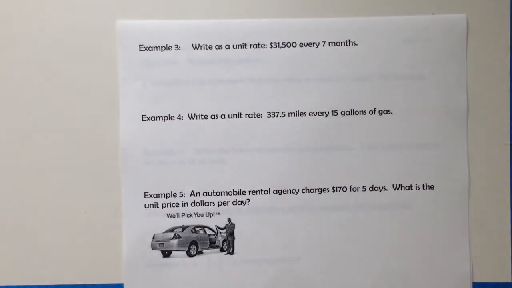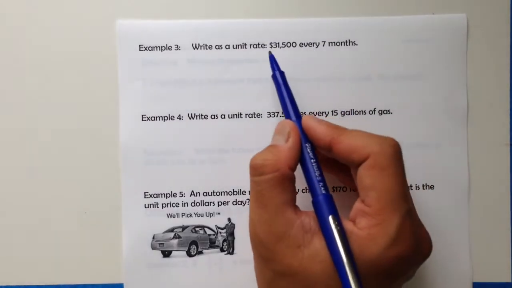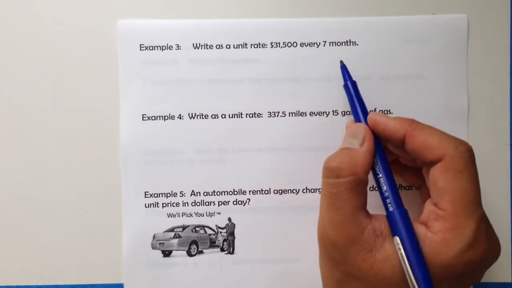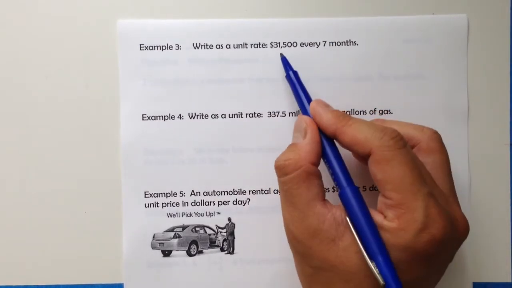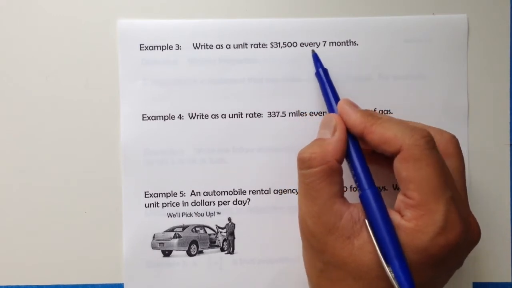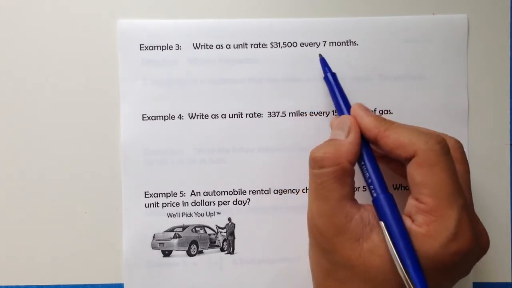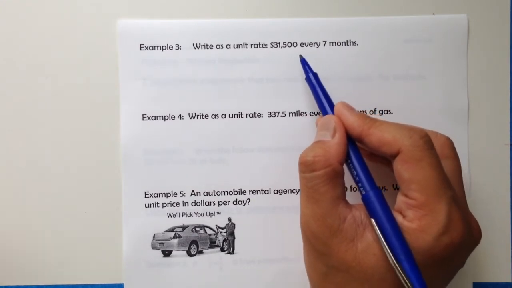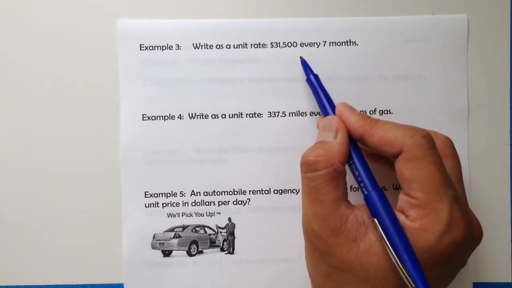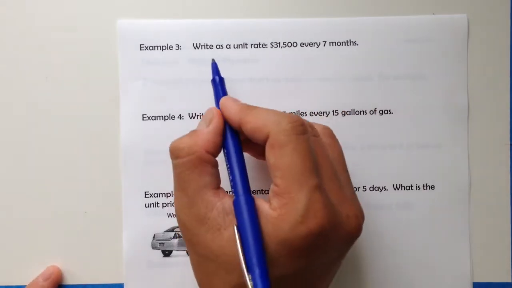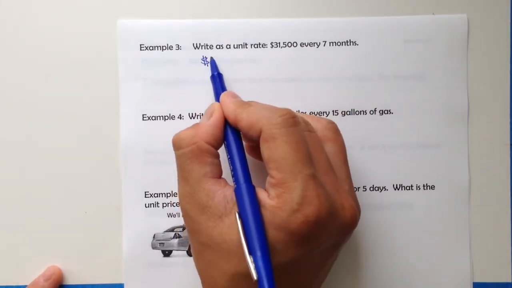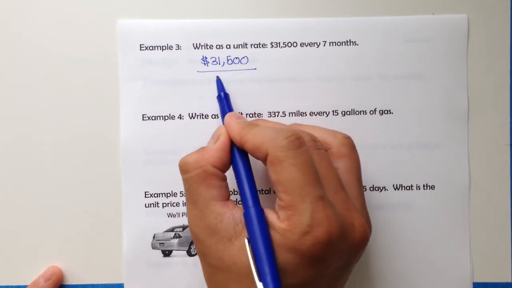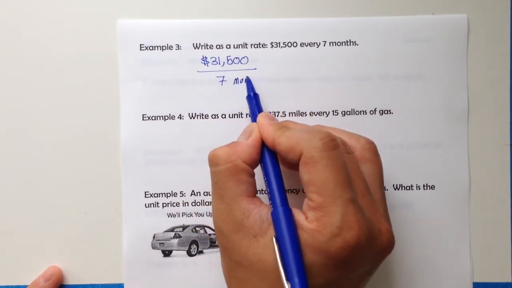Alright, so given any rate, we can always turn any rate into a unit rate. So say if you made 31,500 in every 7 months, how much do you make per month? That's the question. And if we look for the unit rate, we will be able to determine how much you make per month. So first, go ahead and write 31,500. Divide that by 7 months.